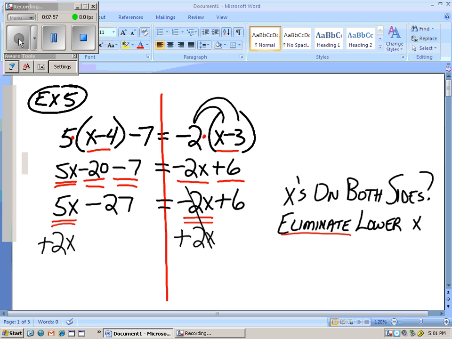Minus 2x plus 2x cancels out, so it's gone. So on the right side, all I have left is a 6. On the left side, I'm looking at my 5x plus my 2x. That gives me a positive 7x, or just 7x. My minus 27 is still hanging around over there, and it's getting better. Now we got the x's on one side.